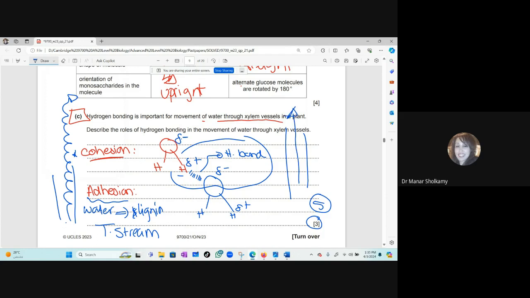It will not break, and the water molecules will move up, and this will create the transpiration stream. And you can even add the advantages of transpiration. So it can be out of 3 marks or 6 marks. You understand? Okay. So you just need to write everything related.